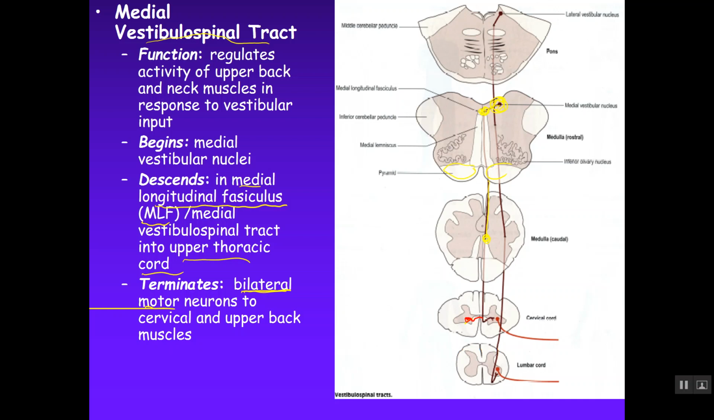Do the ones that cross go to the anterior? Yes. But that's not important to know for this pathway. I won't ask that level of detail in some of these medial tracts.